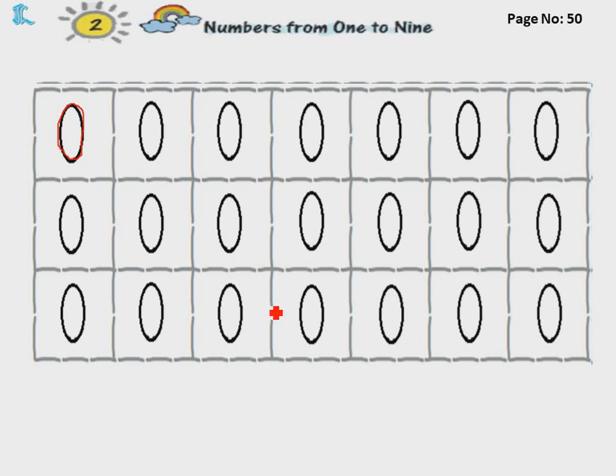Okay children. So by this we have completed our chapter 2, that is numbers from 1 to 9. This chapter we have divided into 4 parts and all the 4 parts have been uploaded. So please watch all the 4 parts. Okay, I hope you all understood.